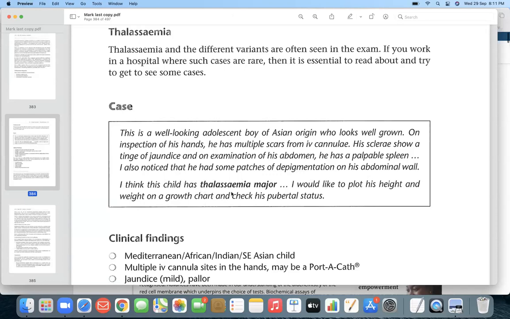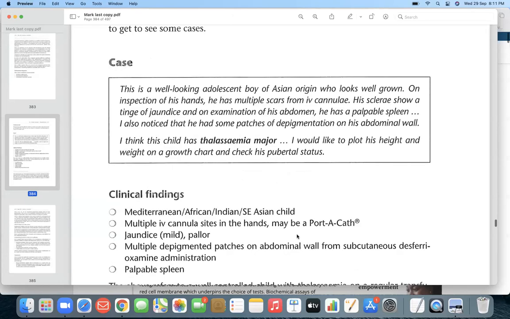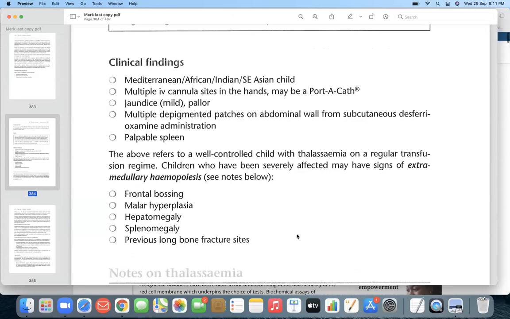I also noticed that he has some patches of depigmentation on his abdominal wall. This child has thalassemia major. I would like to plot his height and weight on the growth chart and check his pubertal status. Usually for ethnicity, we read for hereditary spherocytosis, Northern European. Here they will be Mediterranean, African, Indian, Southeast Asian child. So Indian, Southeast Asian child and also Mediterranean child, sometimes can be African as well.